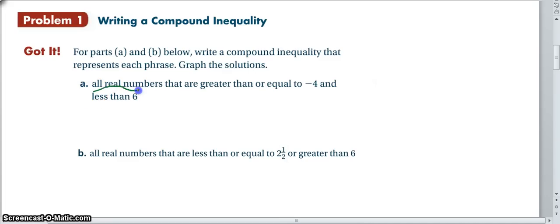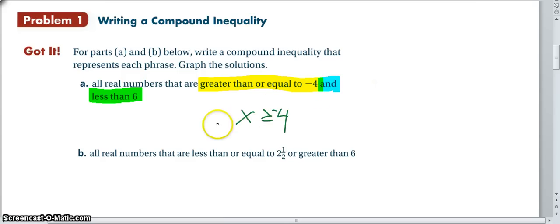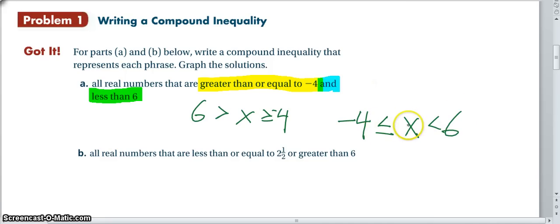You can assign whatever variable you want for all real numbers, but give that a shot. All right, so greater than or equal to -4, I'm going to set up that some number is greater than or equal to -4, but then it also has to be less than 6. So I could also write this as 6 being more than x. Now I could flip it around and write it in the correct numerical order. I start with my lowest value, -4, and if I flip everything, it'd be -4 is less than or equal to x, but x is less than 6.